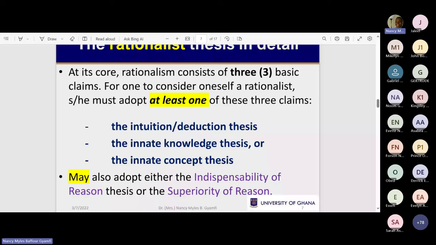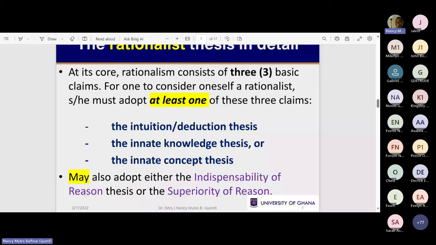There is no, and so on and so forth. You see where we have reached already. Inborn is the word in it. So there are three types of tenets, that if you subscribe to any one of them or more, that's what "at least" means, then we will call you a rationalist. Every rationalist must hold on to at least one of them.